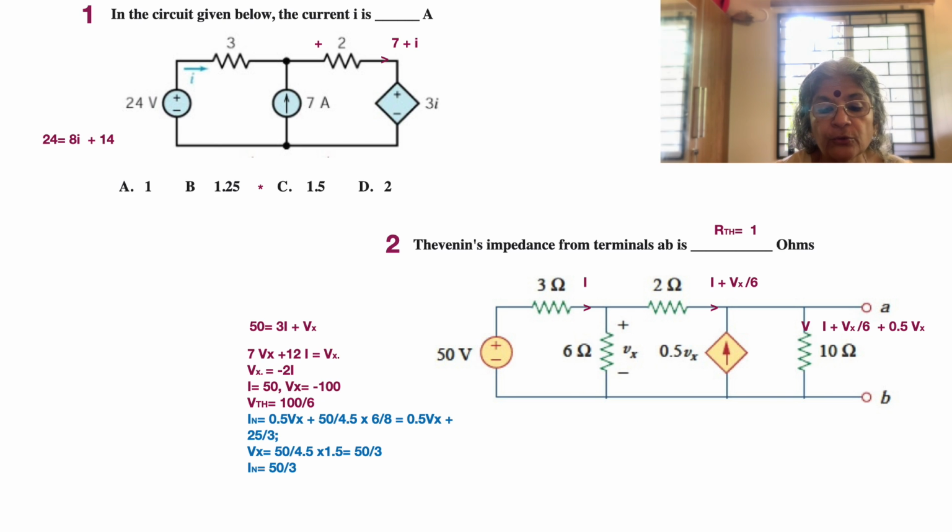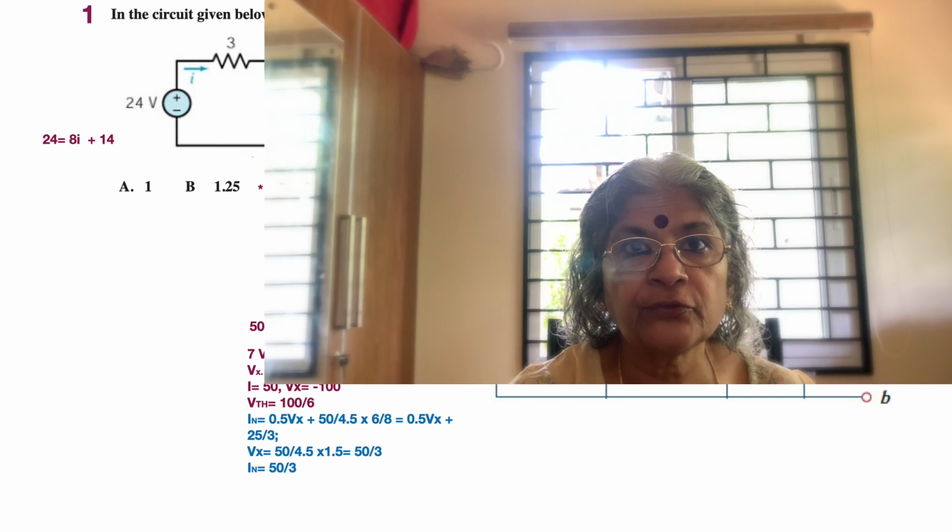And so if you substitute for 10 into I plus Vx by 6 plus 0.5 Vx, where Vx is equal to minus 100 and I is equal to 50, we get Vth as equal to 100 by 6. Okay, so this is only one phase, and that's why it's all written in red for your subsequent understanding.